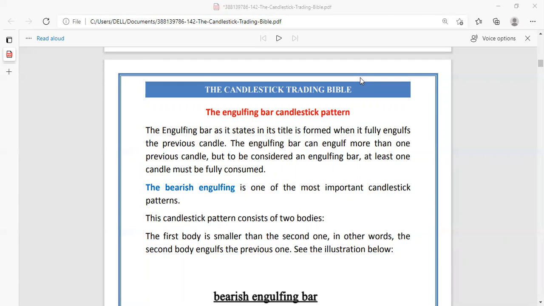Today we are going to present about candle patterns. We'll be talking about candle patterns, teaching you how to do it and how to use it in Forex trading. I'll be teaching you about candlestick patterns.